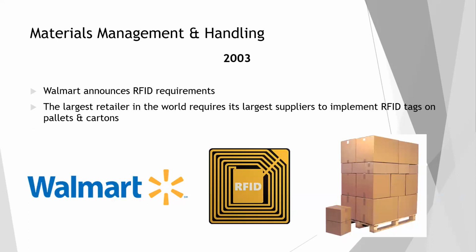In 2003, Walmart, the world's largest retailer, announces RFID requirements. We talked about RFID in our technology section earlier this year. So Walmart started to require their largest suppliers to implement RFID tags on pallets and cartons. Again, not going down to the individual item level, but for larger packaging, pallets and cartons. So this was the first time, again, remember, information is incredibly important. So it was able to keep better accountability of the incoming materials from Walmart suppliers.